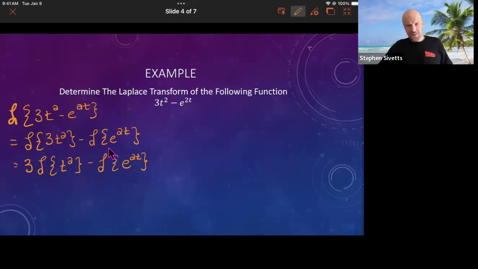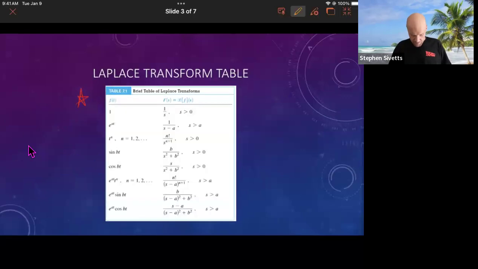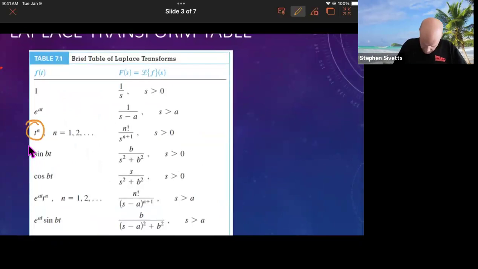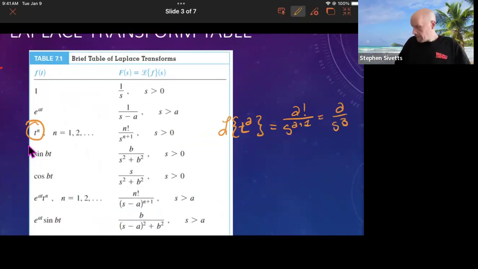And now you can just look at the table. So we have t squared. It looks like this form here, right? So the Laplace transform of this guy would be 2 factorial over s to the 2 plus 1 power, right? So this equals 2 over s cubed. Okay, 2 over s cubed.